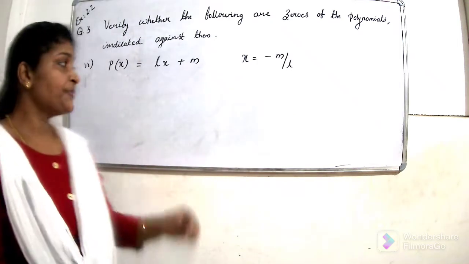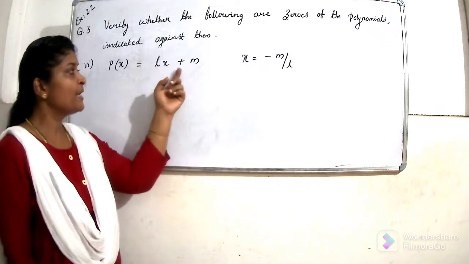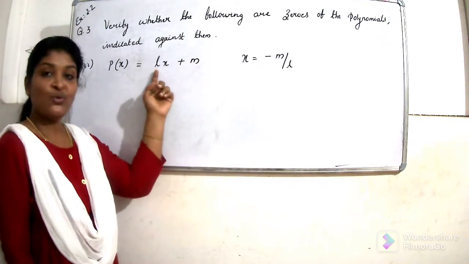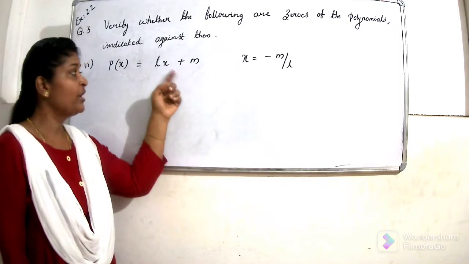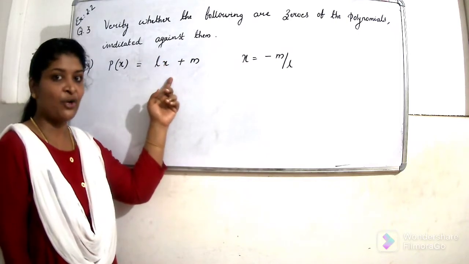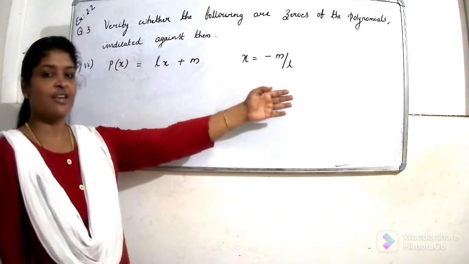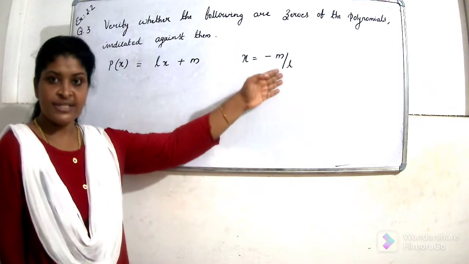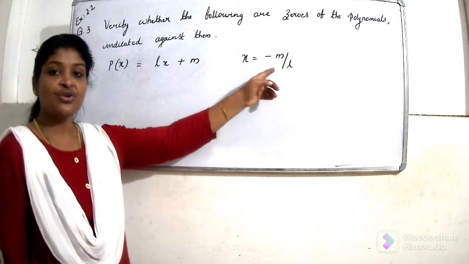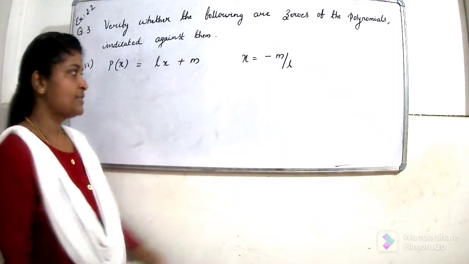Now sixth question, p of x equal to lx plus m. We know this is which type of polynomial? Just look at the power, it is 1. So that means this is a linear polynomial, and that's why only 1 zero of the polynomial is given. Then we have to check whether this is correct or not. That means what is the zero of the polynomial they gave? Negative m by l. So let us start.